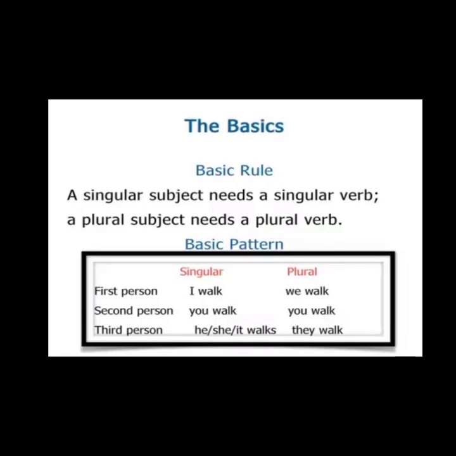The basic rule is like this: first person, I walk, and in the plural form, we walk, because we use the same verb form as with I. In the second person, we also use you walk, the same for singular and plural. But for the third person, if it is he, she, it, that is the singular form, so you use the singular verb. And if it is they, this is plural, and then you have to use a plural verb.